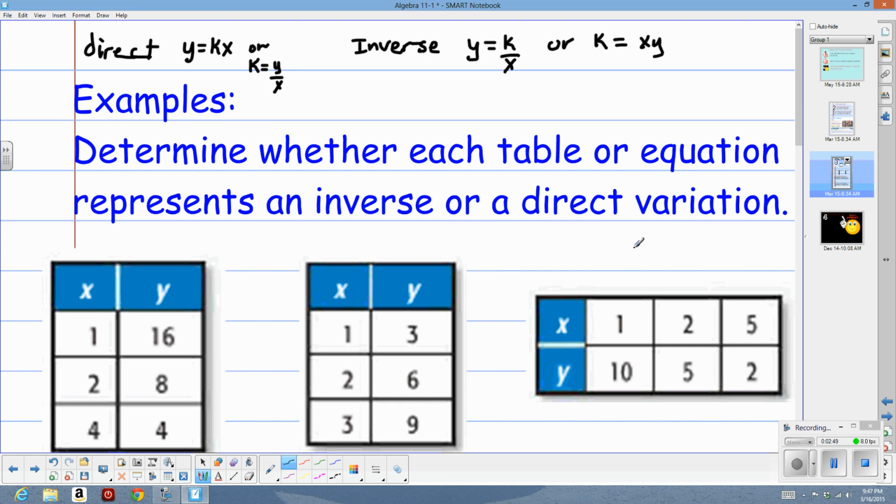Now we're going to look at these tables and decide if the representation is an inverse or direct variation. To be an inverse variation, you multiply x and y together to get your constant, or k. So here, 1 times 16 is 16, 2 times 8 is 16, and 4 times 4 is 16. So that fits an inverse variation.